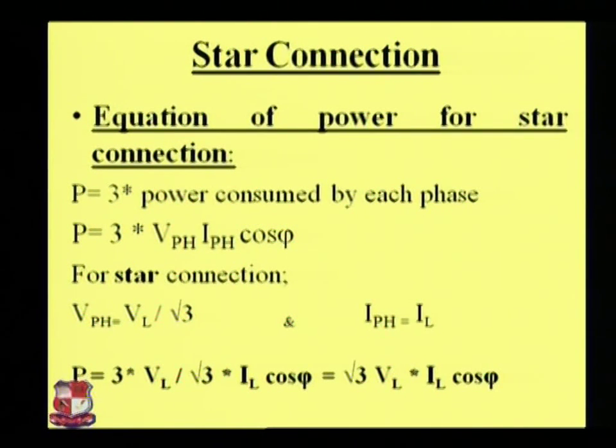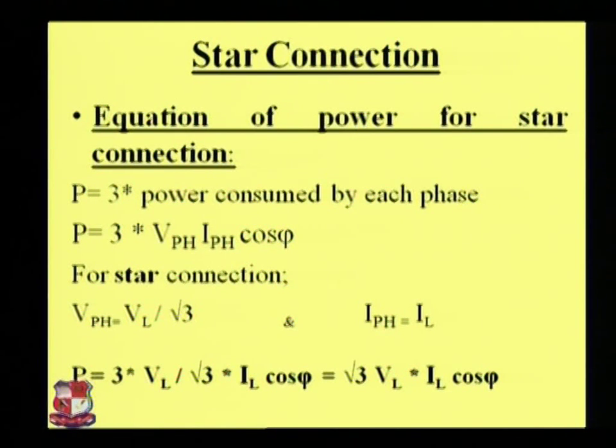Again, the equation of the power for the star connection. As we all know, power equals the product of the voltage and the current, but this is for the single-phase circuit. If you are talking about the three-phase circuit, then you have to say that P equals 3 times the power consumed by each phase. So ultimately we get P equals 3 VI.